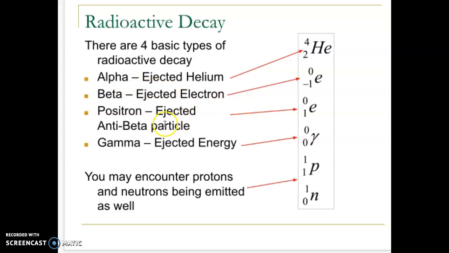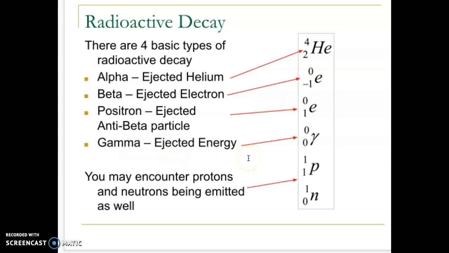And then we have the anti-beta particle, or the positron. Now this particle is the antimatter equivalent of the electron, the positron. So sometimes something weird happens in the nucleus and an electron is released, but also on other occasions a positron is released, and we'll look at why a little bit later. But that's our third emission.